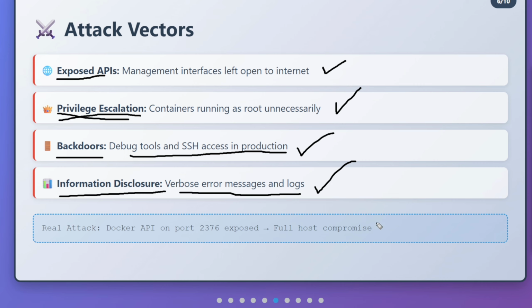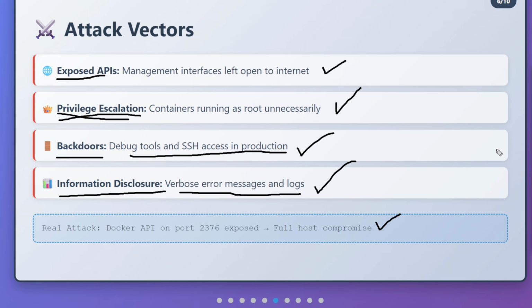And here is a real attack where the Docker API on port 2376 is exposed. With the help of this, the full host will be compromised. This is one of the real world breaches. The attackers found a Docker API exposed on port 2376 with no authentication. They gained full control of the host machine.